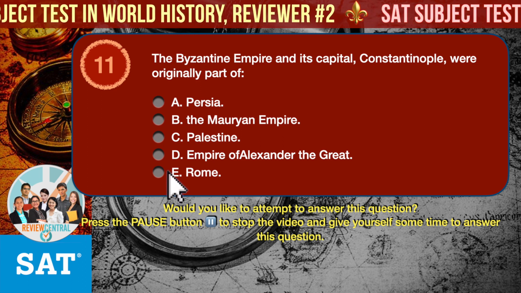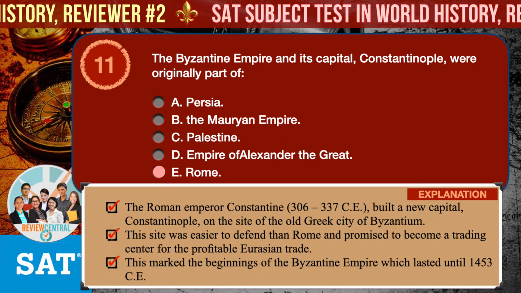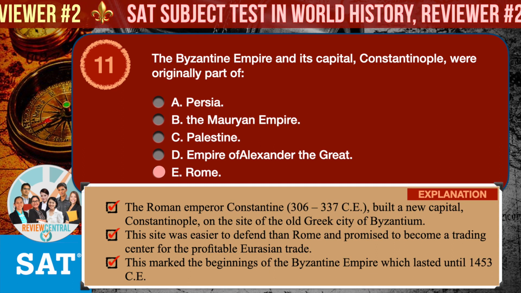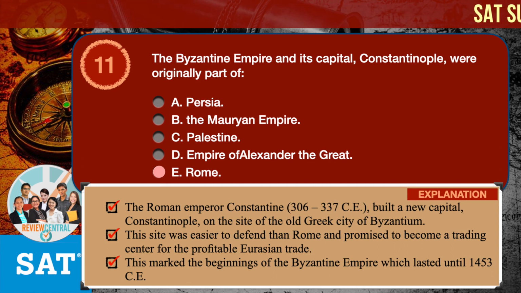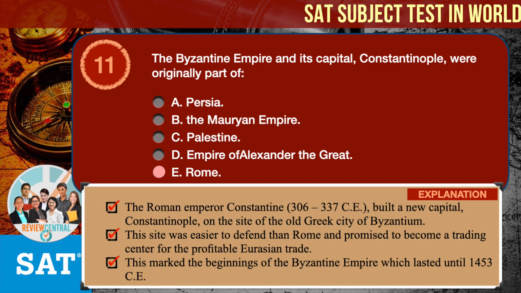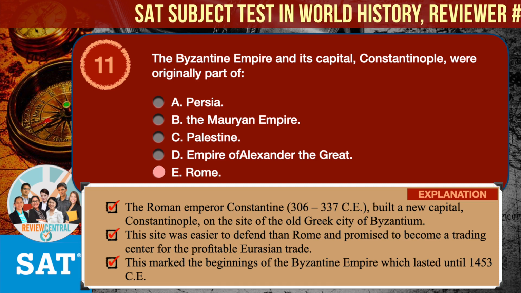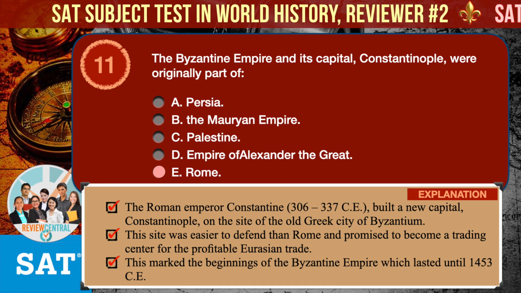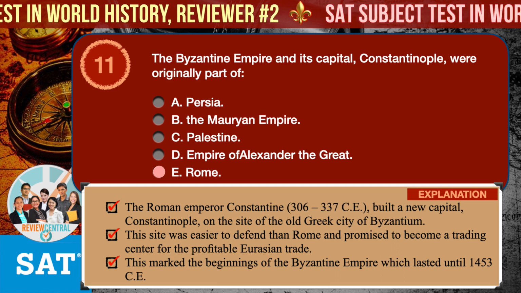The correct answer is E. The Byzantine Empire and its capital, Constantinople, were originally part of Rome. The Roman Emperor Constantine, 306 to 337 CE, built a new capital, Constantinople, on the site of the old Greek city of Byzantium. This site was easier to defend than Rome and promised to become a trading center for the profitable Eurasian trade. This marked the beginnings of the Byzantine Empire, which lasted until 1453 CE.